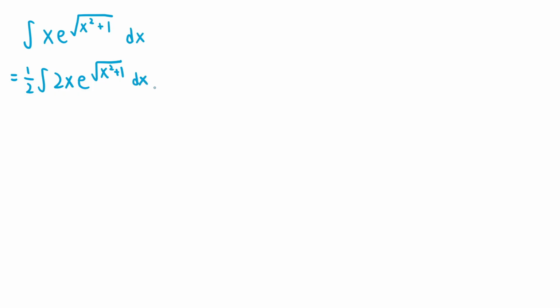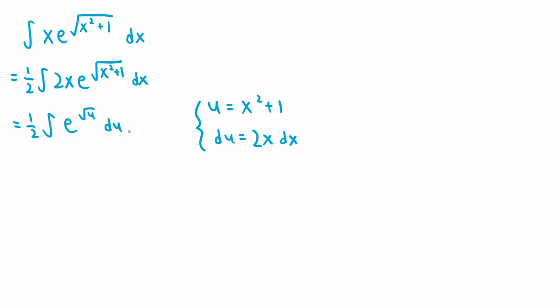Since we have the factor of 2x in the integrand, we can now do the substitution u equals x squared plus 1, which means du equals 2x dx, and if we substitute this into the integral, the expression becomes 1/2 times the integral of e to the square root of u du, since the square root of x squared plus 1 in the exponent becomes the square root of u, and the 2x dx is replaced by the du.